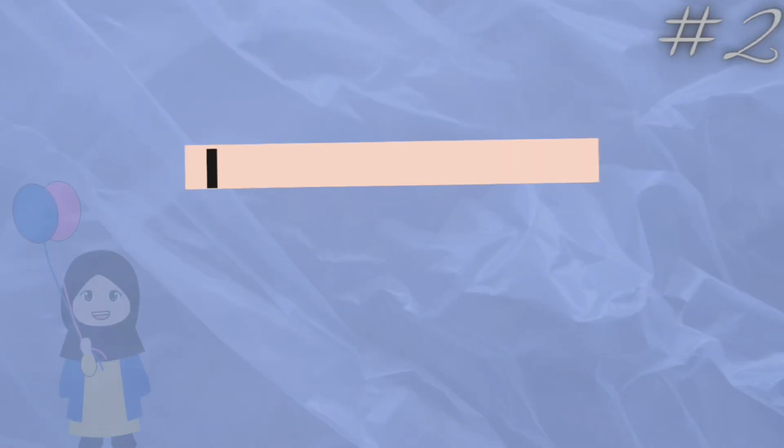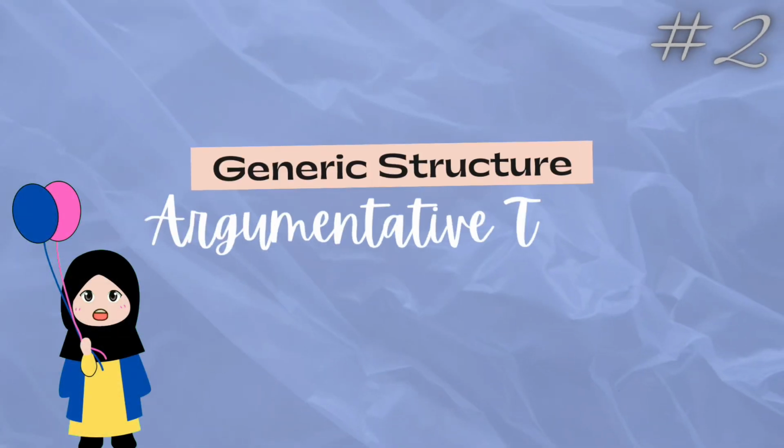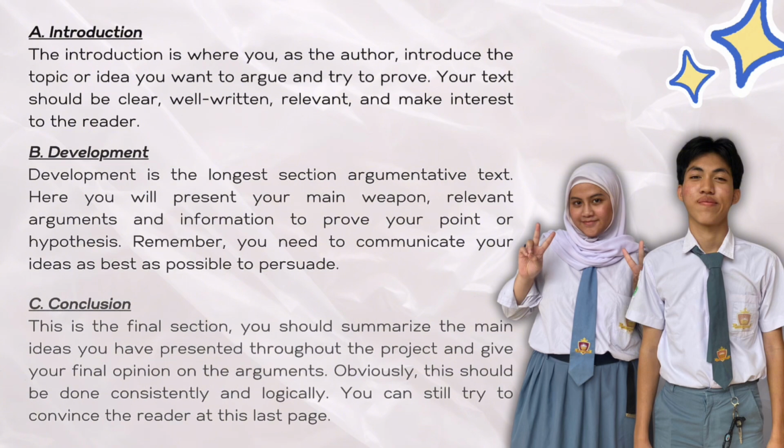Next, we go to the second material, the generic structure of argumentative text. A. Introduction. The introduction is where you, as the author, introduce the topic or idea you want to argue and try to prove. Your text should be clear, well-written, relevant, and interesting to the reader.